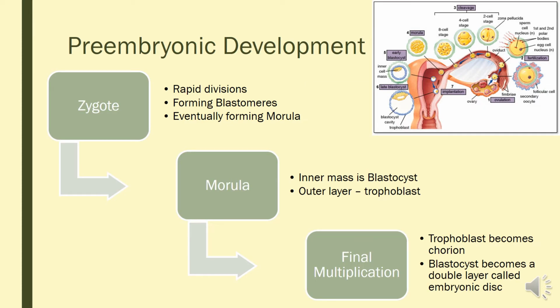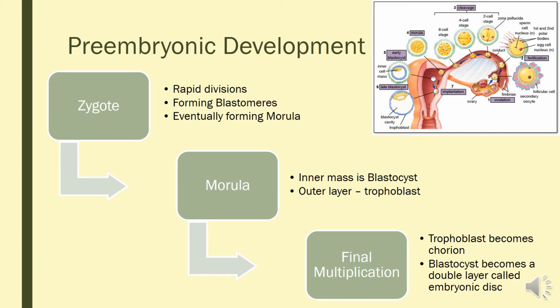Pre-embryonic development occurs during the first 14 days before implantation. There are many important changes that must occur prior to implantation. Following fertilization, the zygote is formed. There are many rapid divisions as the zygote moves down the fallopian tubes. These divisions are mitotic divisions and are called cleavage, and result in cells known as blastomeres.